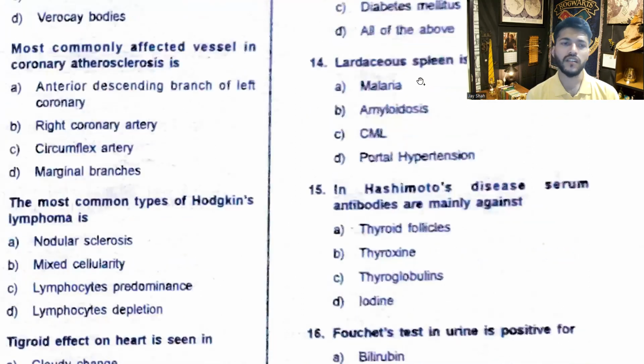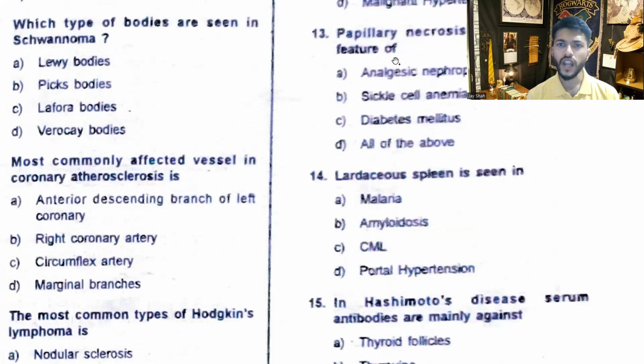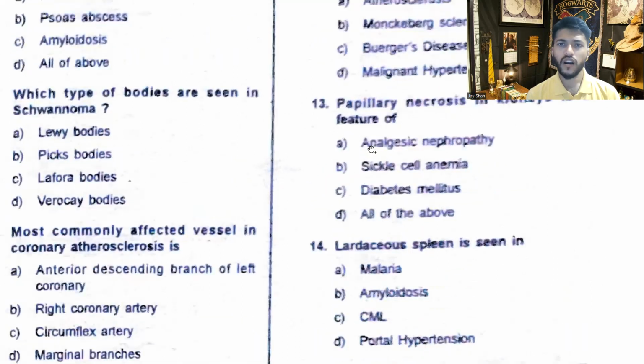Lardaceous spleen, sago spleen, lardaceous spleen. Which is this seen in? This is seen in amyloid, so that is amyloidosis. Papillary necrosis, again a repeat question from 3 years back. Analgesic nephropathy, yes. Sickle cell anemia, yes. Diabetes, yes. Analgesic, mainly which one, aspirin. All of the above, obviously all of the above.